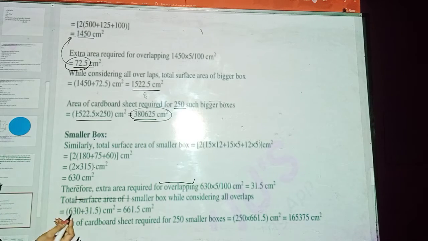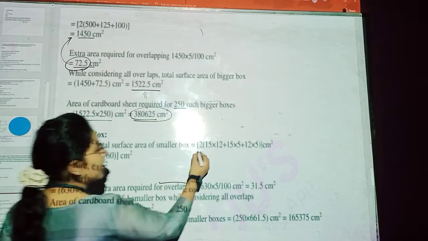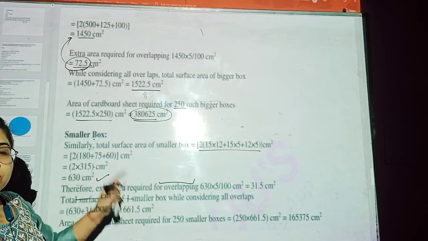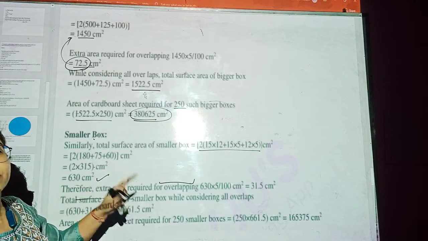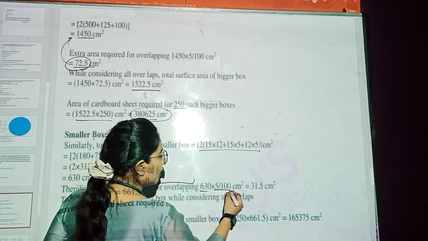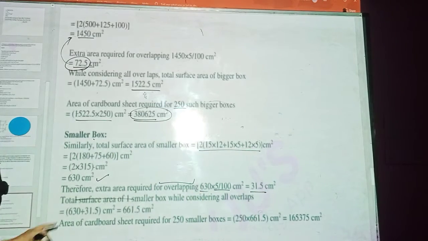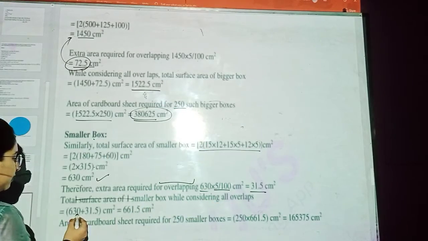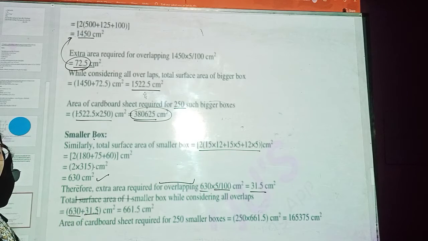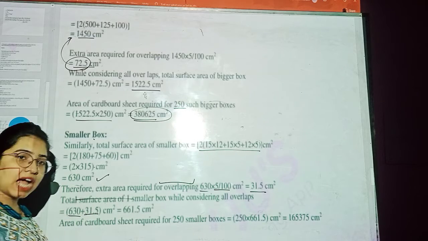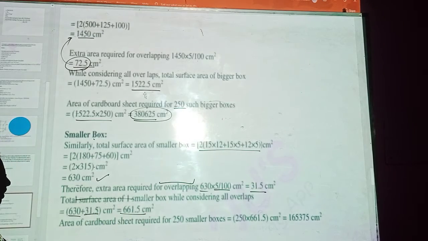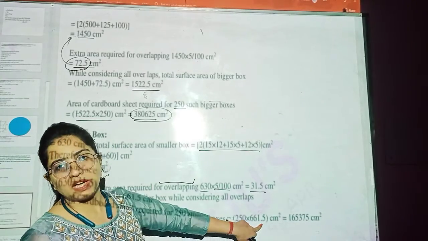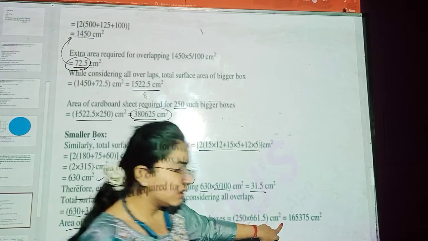For the smaller box, you have to find the area, that is 2 into (LB plus BH plus HL). The dimensions are given. You can put them and you will get 630 centimeters square. Again, for the smaller box it is the same thing. You have to find the 5% overlapping. 630 into 5 by 100 is 31.5. And the total surface area of one smaller box considering all overlaps would be 630 plus 31.5. Means the extra 5% overlapping you have to add back to the area. So the area of cardboard sheet required for 250 boxes, you have to multiply it with 250. You will get that area also.